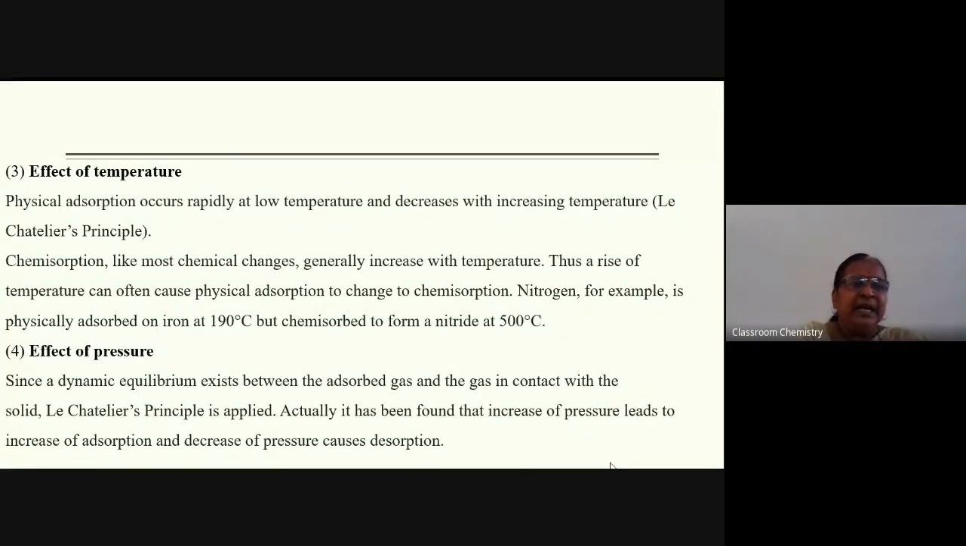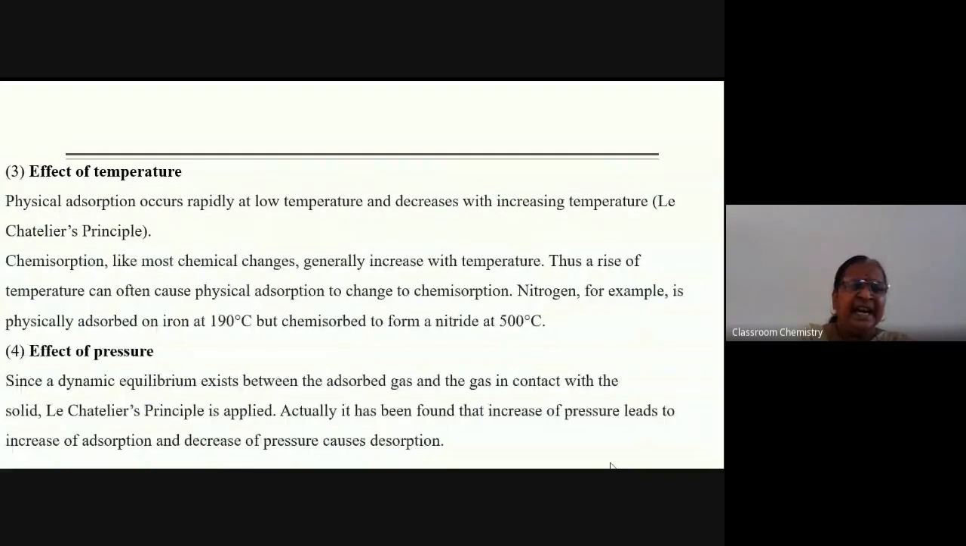For example, nitrogen is physically adsorbed on iron at 190 degrees centigrade, but chemisorbed to form nitride at 500 degrees centigrade. That is the effect of temperature. Physical adsorption occurs at low temperature. Next, effect of pressure.